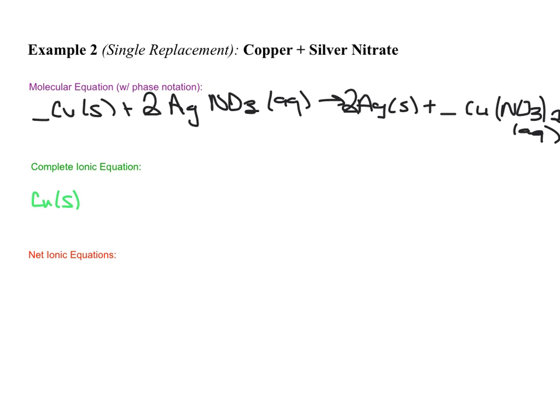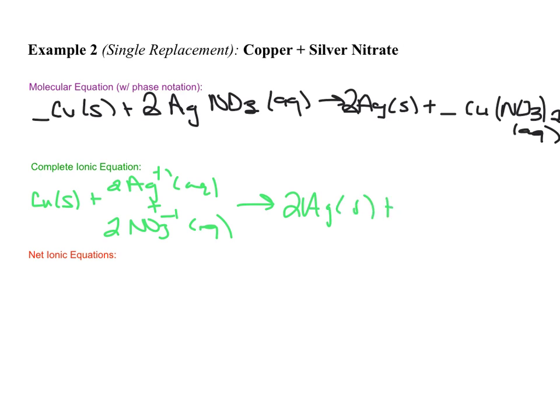So back to my complete ionic. Remember that means anything that's aqueous we do need to break apart. So my 2 AgNO3 does need to break apart, so we're going to end up with 2 Ags that are plus 1 and aqueous, and 2 NO3s that are negative 1 and aqueous, arrow, 2 silvers that are solid, plus a Cu, plus 2 aqueous, and 2 NO3 minus 1 aqueous.